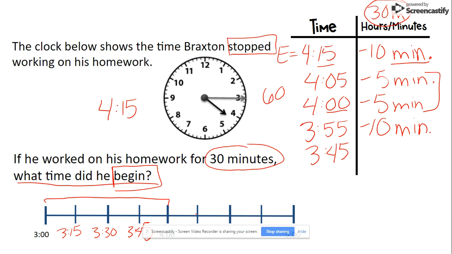So 4:15 would be that first tick mark after 4. That was my end time. And I can count backwards using that number line to help me if this T-chart is too confusing. There's 15 minutes and 30 minutes, and I get that matching start time of 3:45.